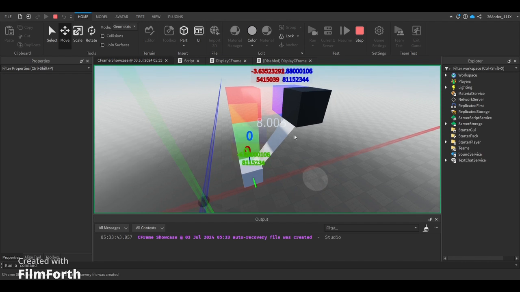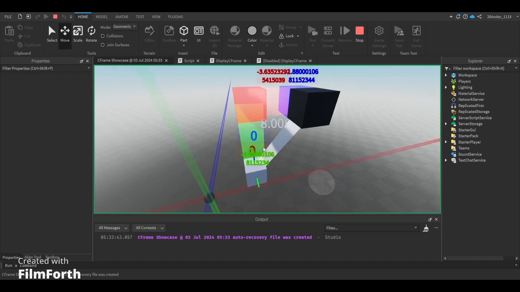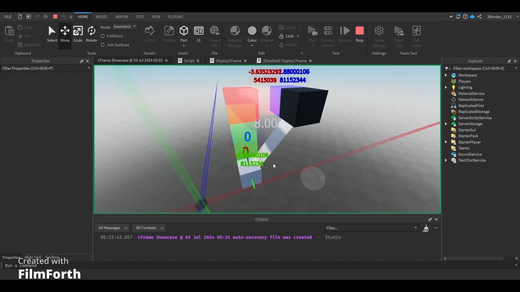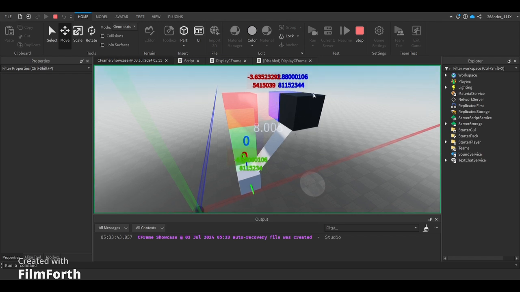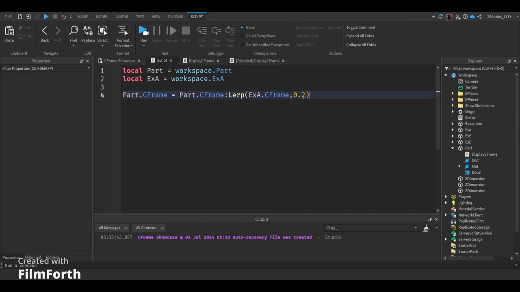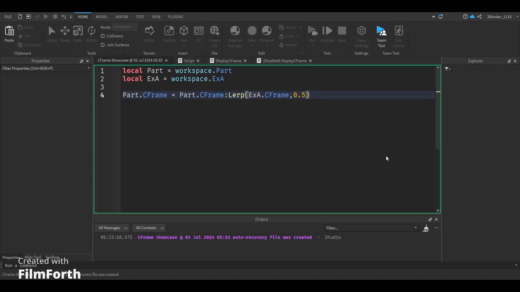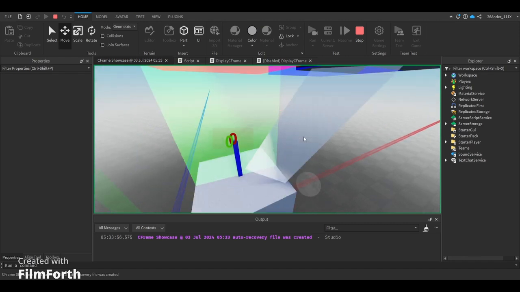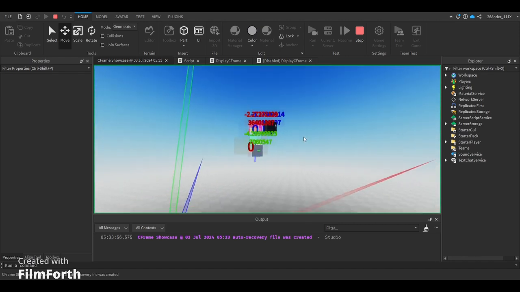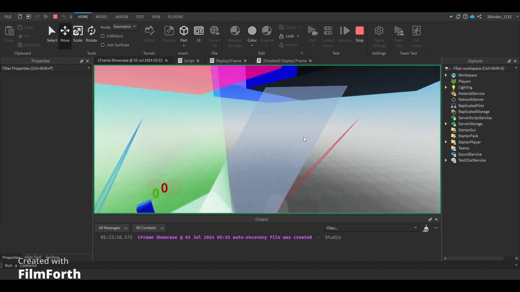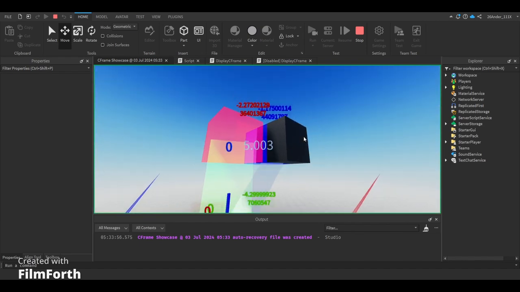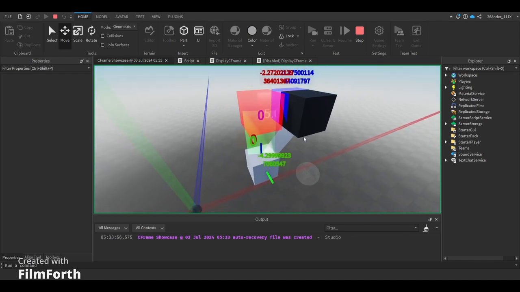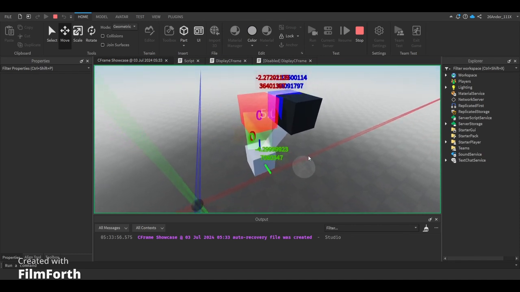And as you can see, since 20% of 10 is roughly 2, it moved it 2 studs closer to the black box. Make it go 50% closer, 0.5. It is now 0.5. I mean, the gray number should be 5. It's somewhere there. We moved 50% closer. And that's what Lerp does. The other methods are kind of useless.